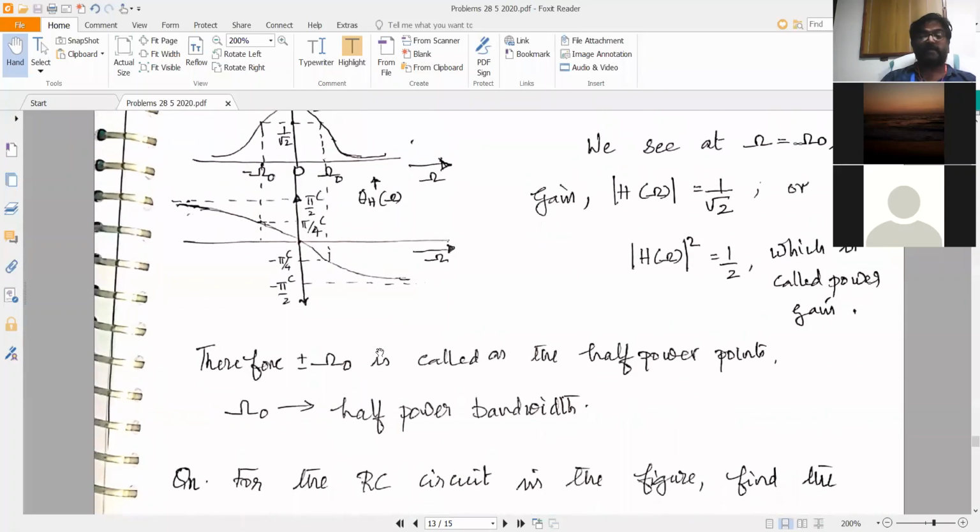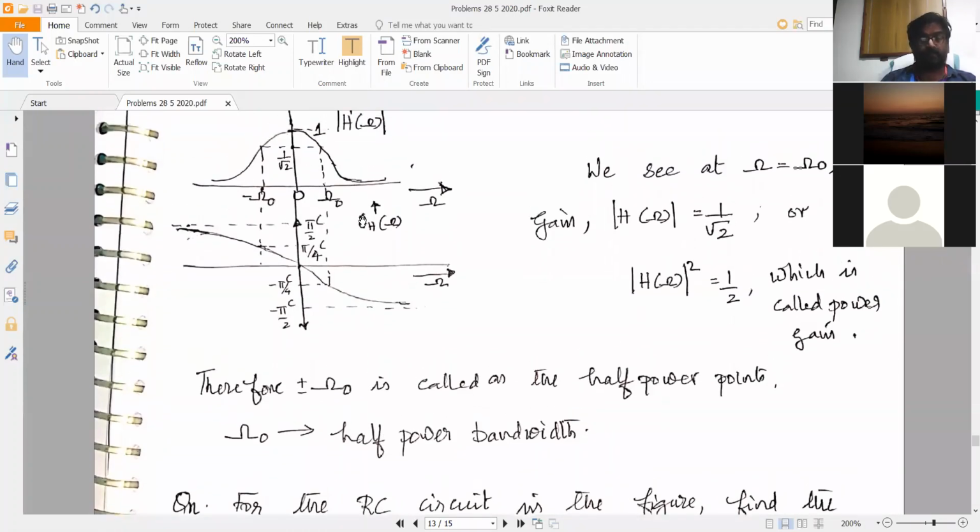Therefore, plus or minus omega 0 is called the half power point, and 0 to omega 0 is the half power bandwidth. This is the most popularly used notation for bandwidth. I can have different representations for the bandwidth. For example, instead of this half power point, I can consider the range of frequencies which have up to 90% of the maximum power. So that is another way to define bandwidth. But this is the most commonly used notation for bandwidth. We will call this a 3 dB bandwidth or the half power bandwidth.